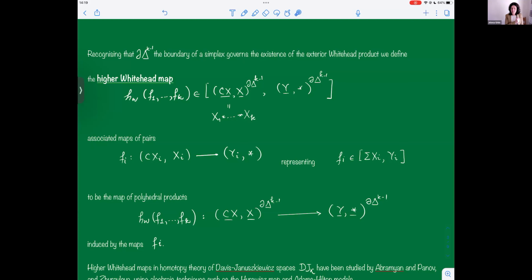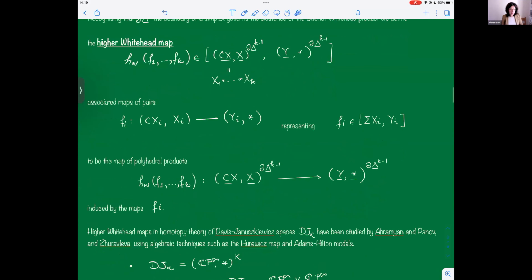on appropriate spaces. So all of these partial products will have a common subspace that is the product of these Xi's. So collapsing those Xi's into a point, we can define this high Whitehead map. Okay, so oops, sorry, I'm pressing the wrong computer.